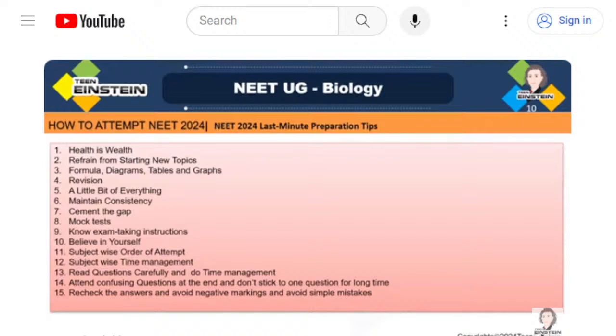In the last minute, just before the exam, on the previous day and so on, don't skip your sleep, because within one day you are not going to learn the whole syllabus. Okay. So make sure that you are following an exact, healthy pattern of studies. And here, next point: refrain from starting new topics.